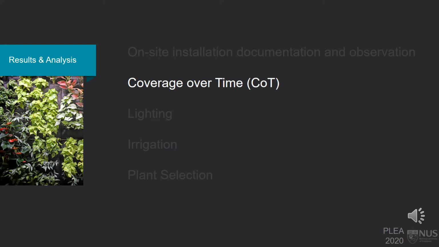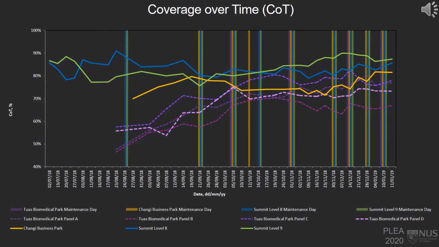Next is the coverage over time, COT. We recorded the COT of green walls for almost 1 year. The ups and downs of the COT, combined with the sensor data, help us easily identify important factors influencing plant health, thereby replacement of plants, and also their influence on the life cycle costs.